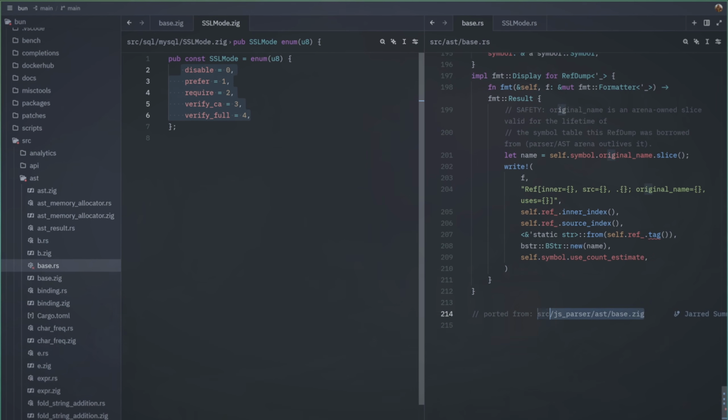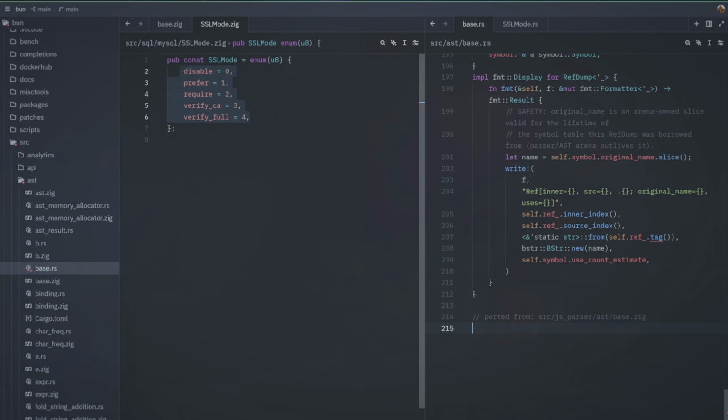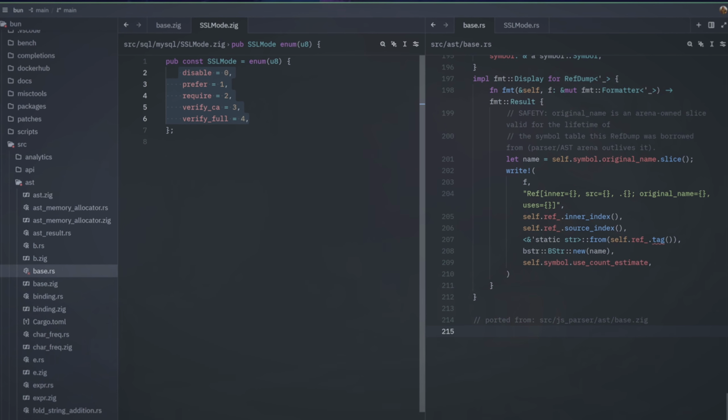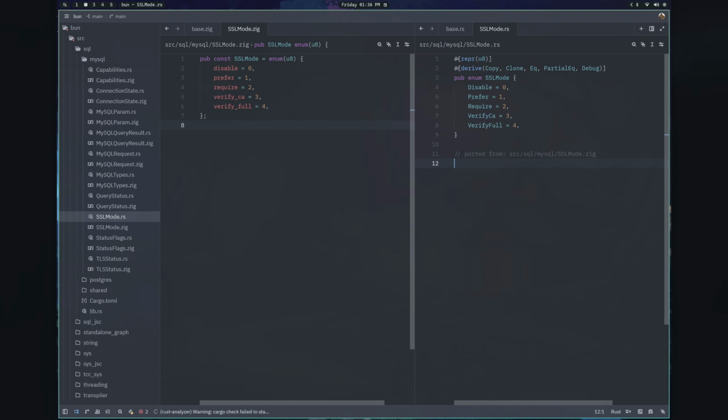This is what you will find in every single new Rust file in this repository. I only mention that because it's something that the agents did, and it's a way to keep track of where that code came from. That way a human reviewer or an AI reviewer knows this Rust code was ported from this Zig code right here. And presumably this comment will stay there as long as the Zig file is still in the code base. But enums are easy to port. I mean, that was a very straightforward one.